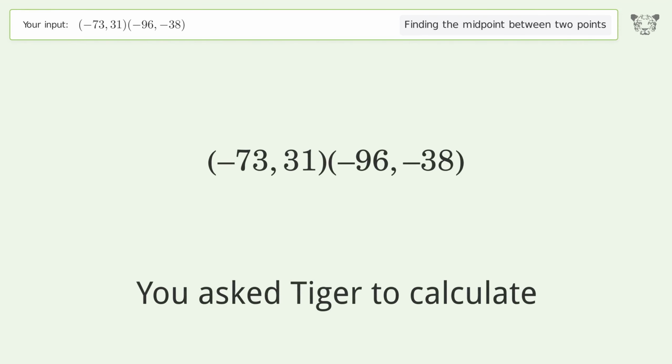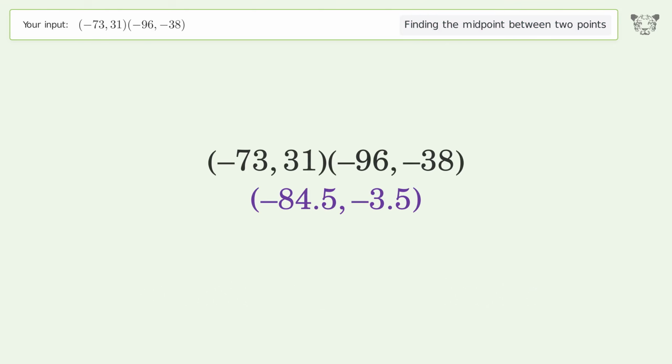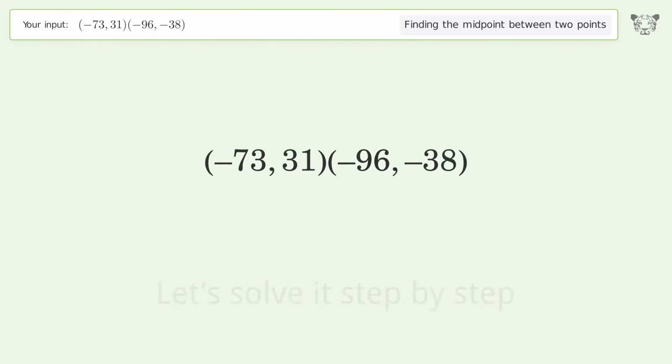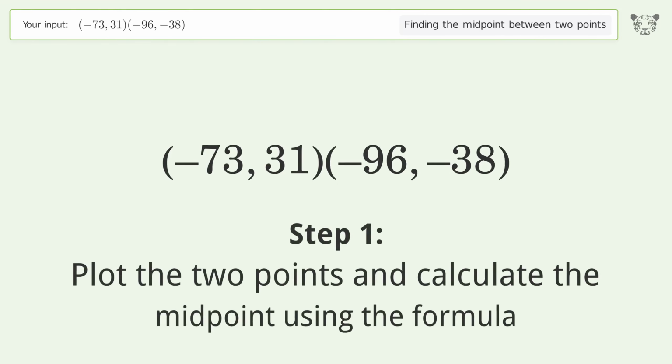You ask Tiger to calculate. This deals with finding the midpoint between 2 points. The midpoint between the 2 points is -84.5, -3.5. Let's solve it step by step. Plot the 2 points and calculate the midpoint using the formula.